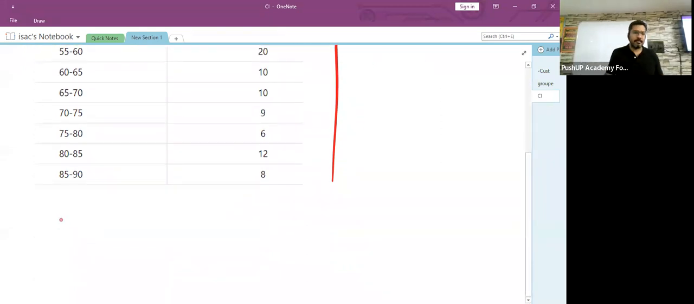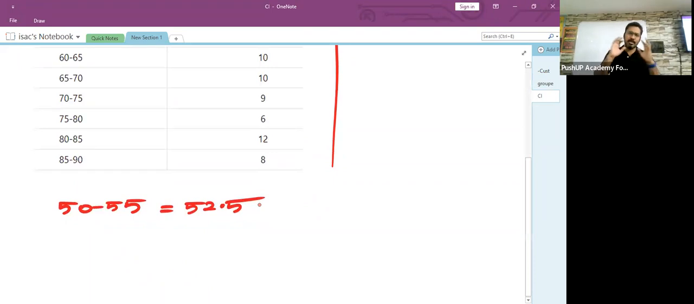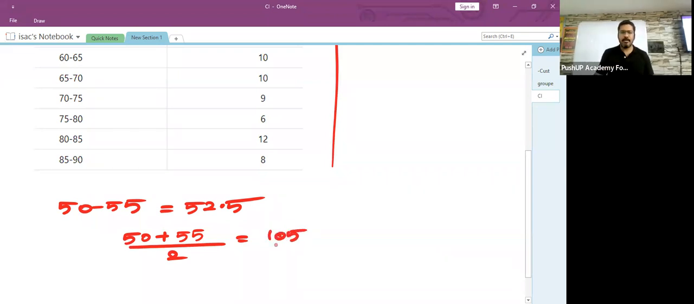Now, 50 to 55. Children, you have to find the mid value. If you are good with mental maths, you can directly answer it as 52.5, because the number which comes exactly in the middle of 50 and 55 is 52.5. Otherwise, you will find the average of the lower limit and the upper limit. That is 50 plus 55 whole divided by 2, which is 105 divided by 2, equal to 52.5. You get the same answer.